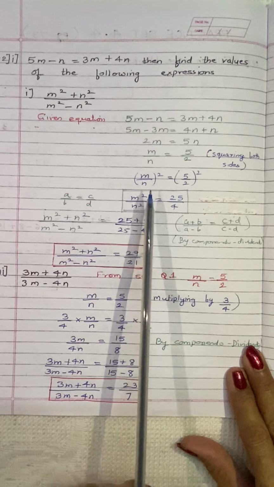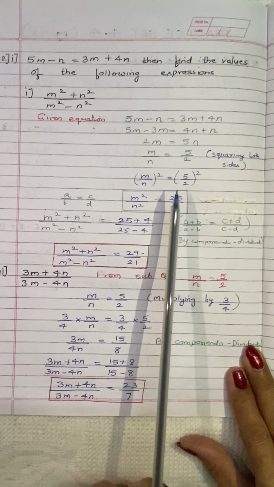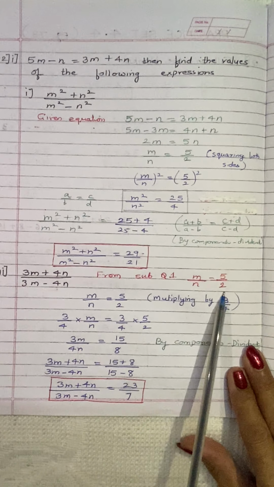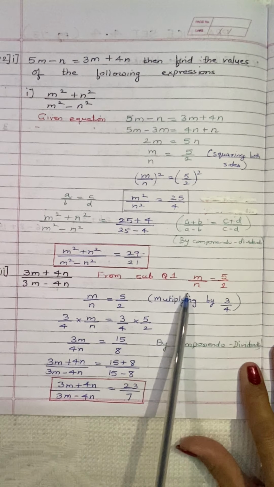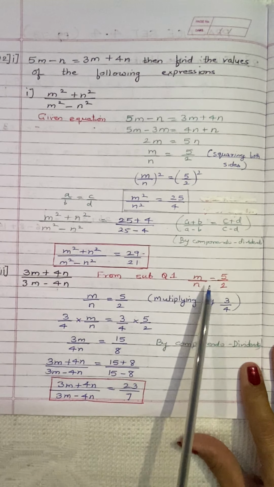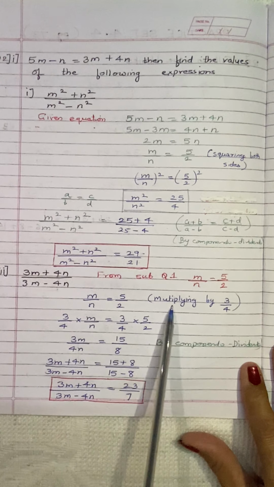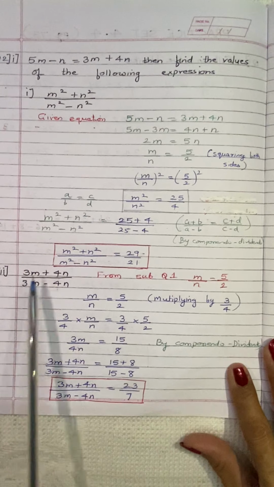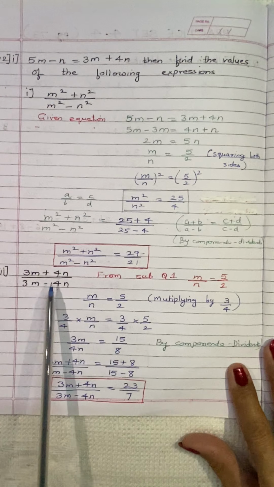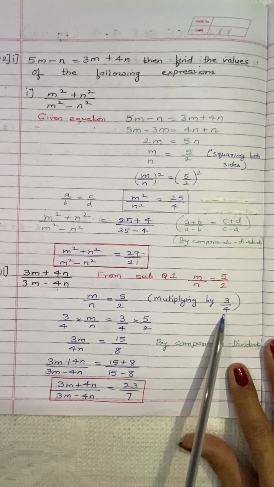Here we have already calculated the value of m square upon n square as 25 upon 4, or m upon n is equal to 5 upon 2. So we will be using this value in the other expressions they have given us in the sum. From sub question number 1, m upon n is 5 upon 2. So here m upon n, we multiply it by 3 upon 4. Why do we need to multiply? Because in the numerator we need 3 and in the denominator we need 4. So we multiply this expression with 3 upon 4.